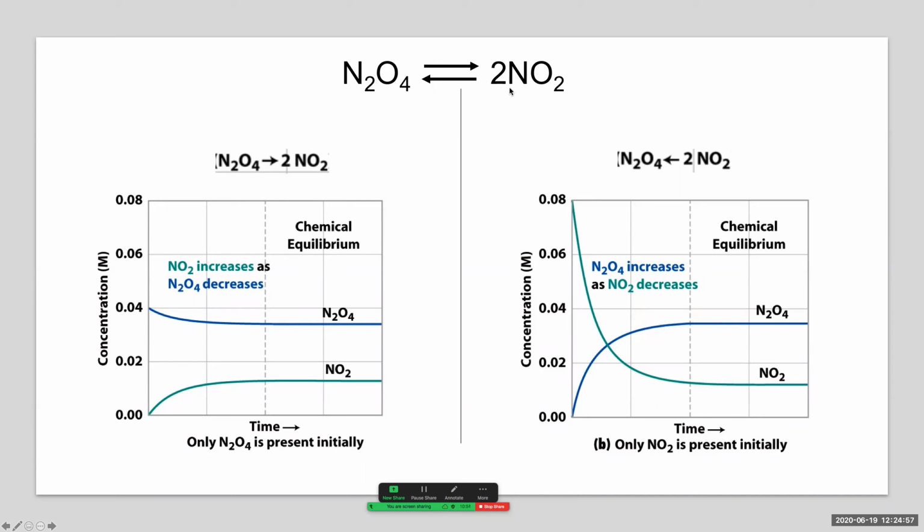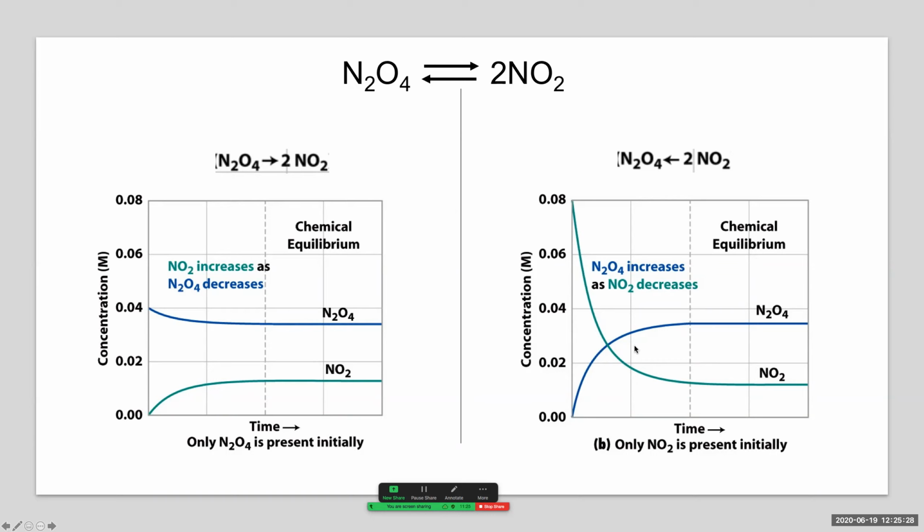Now, when this happens, it means that since the concentrations aren't changing, this chemical reaction is still occurring, both forwards and backwards. But because the concentrations aren't changing, it means the rate of the forward reaction is equal to the rate of the reverse reaction. Even though the concentrations are different, the rates are the same.